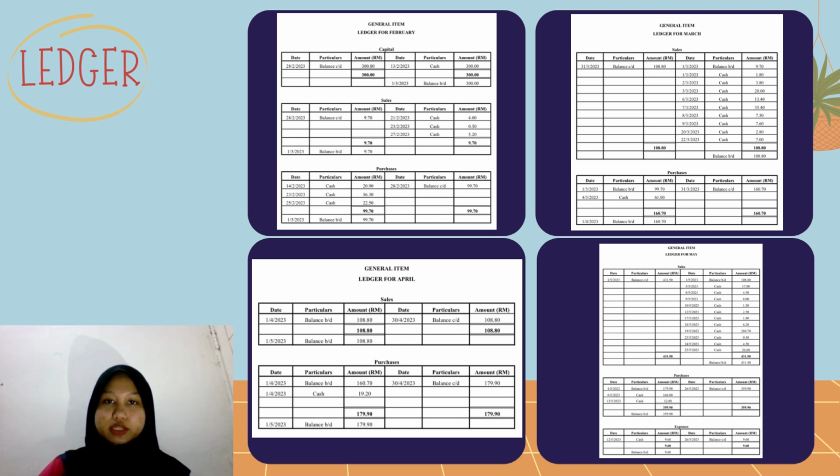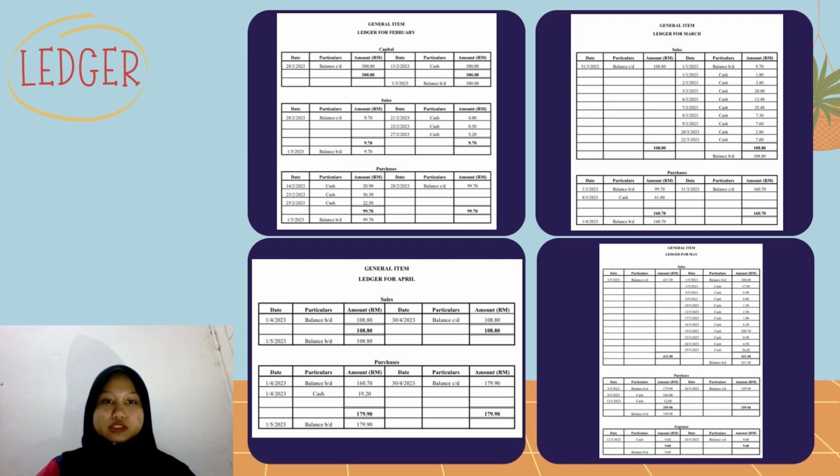Okay, so for the last one, ledger for May, the balance BD is for the sales ledger. The balance BD is RM108.80. And we have 11 new entries, which is on 5 May, 8 May, 9 May, 10 May, 12 May, 17 May, 18 May, 19 May, 23 May, 24 May, and 25 May with a total amount of RM431.50.